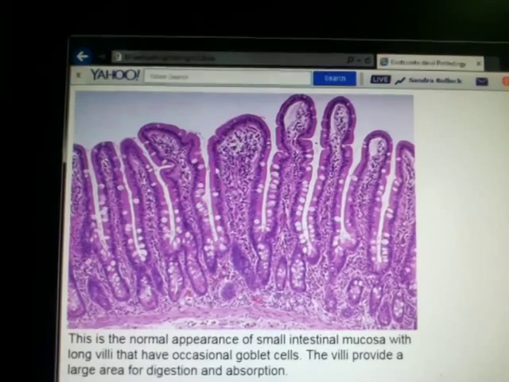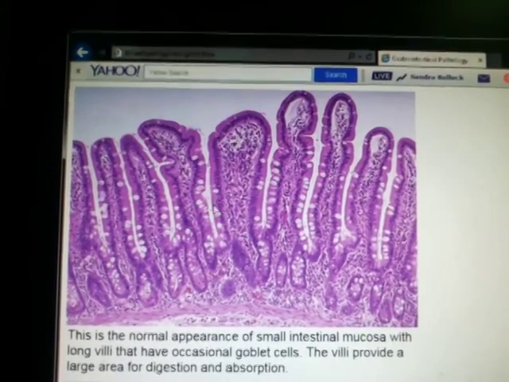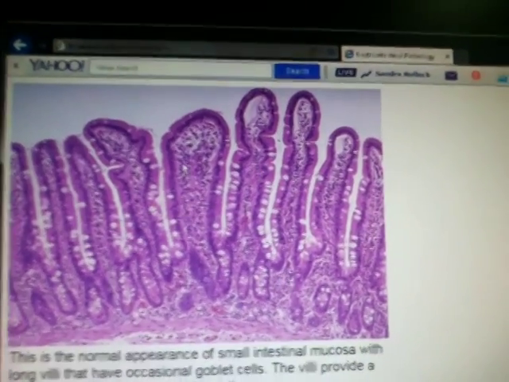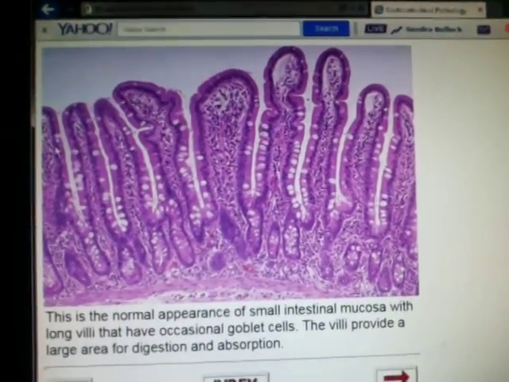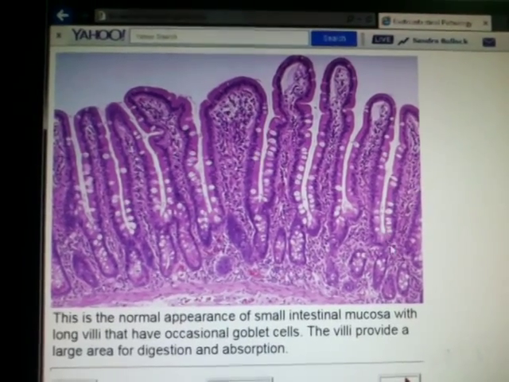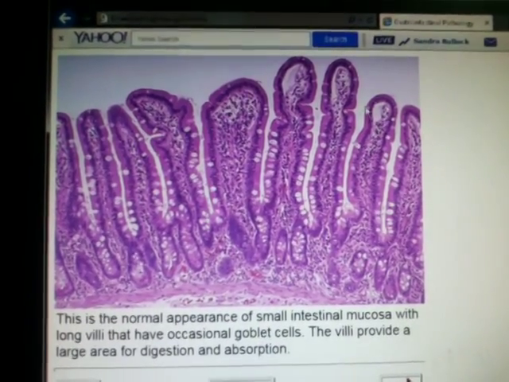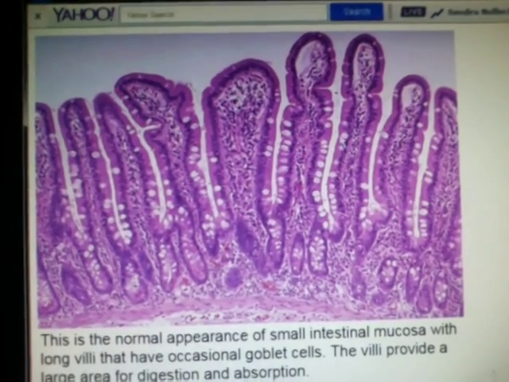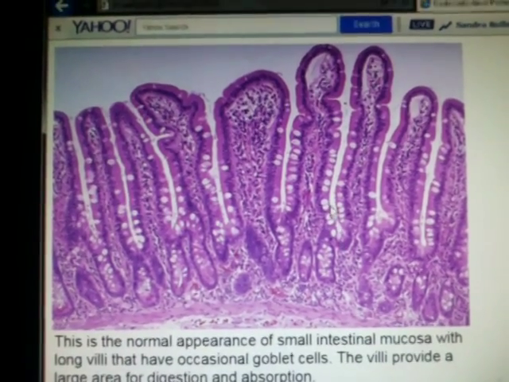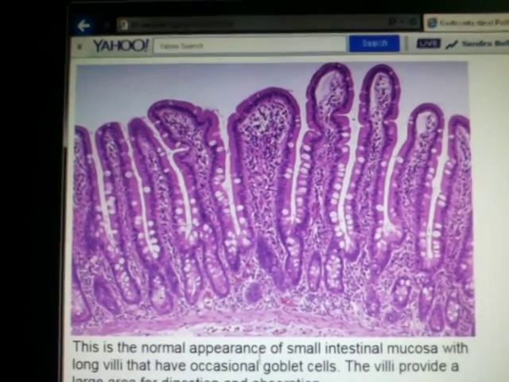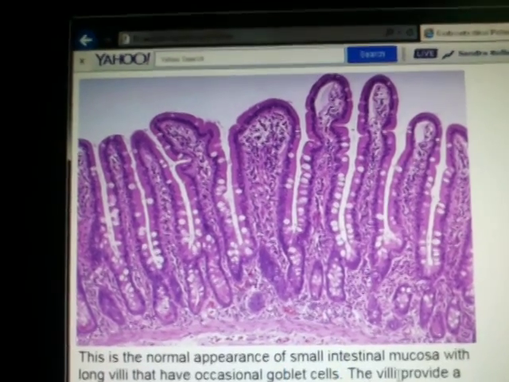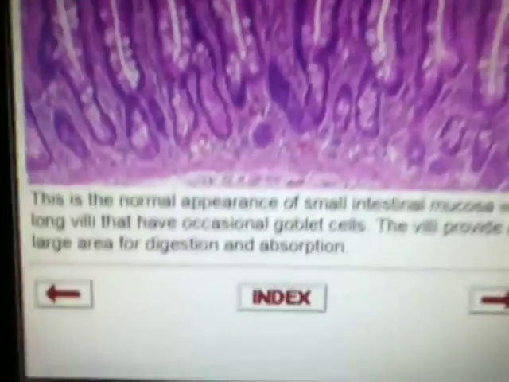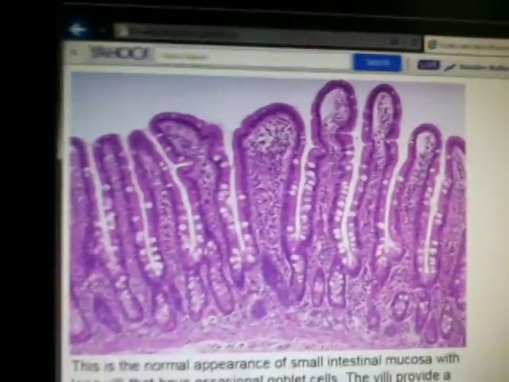The goblet cells in the small intestine are small in number, just to compare it with the colon, which we will see later on, where the colon has numerous goblet cells. So this is the normal architecture of the small intestine. We have the villus architecture lined by a single layer of simple columnar epithelium, with some of these cells having mucin. We call them goblet cells. And this villus architecture is very important because it increases the surface area. That's very important for digestion and absorption.